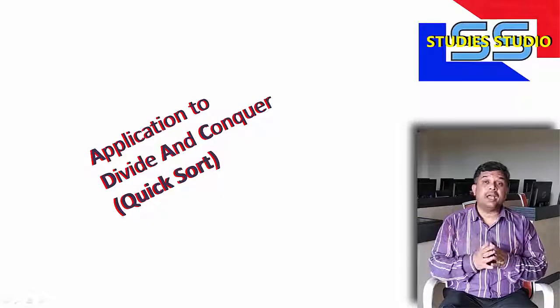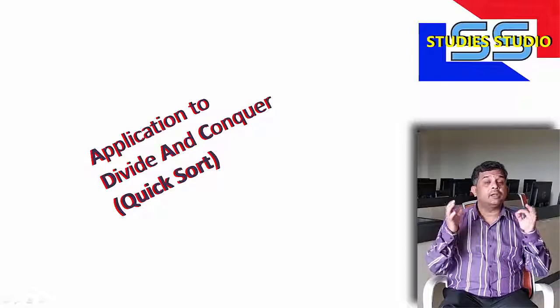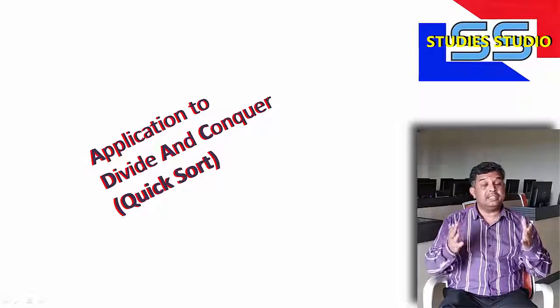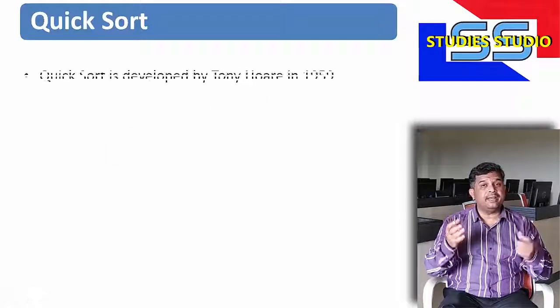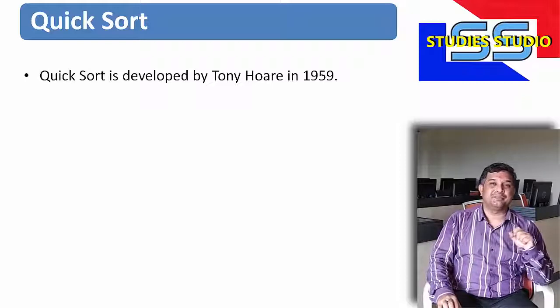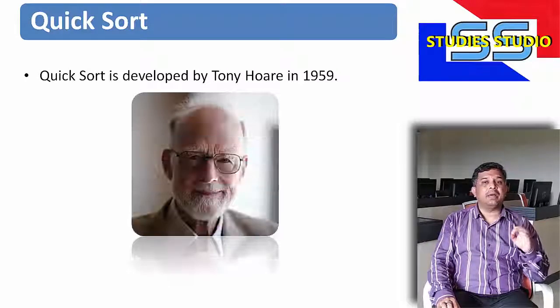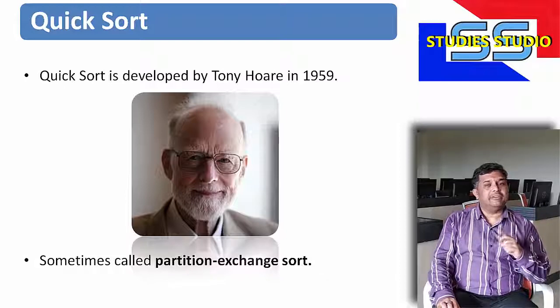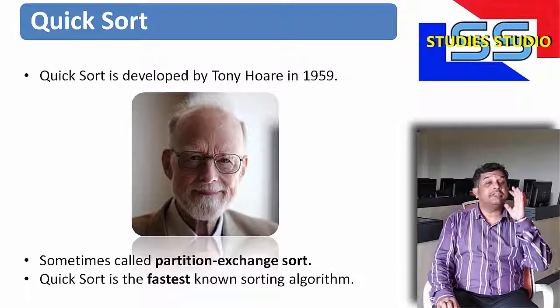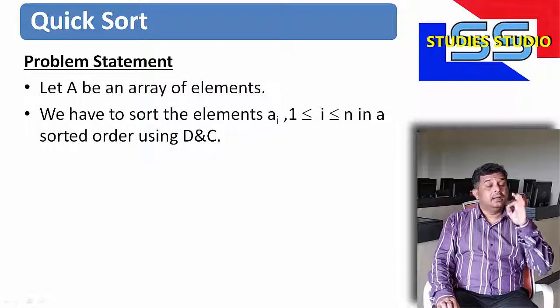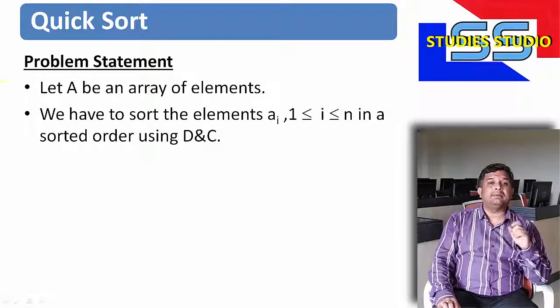In our previous videos, we have already seen what a divide and conquer problem solving technique is. In this video, we are going to see what quicksort is, how it works, and how to find its complexity under different situations. Basically, quicksort was developed by Tony Hoare in 1959. Sometimes it is also called the partition exchange algorithm, and it is the quickest or the fastest sorting algorithm known till date.